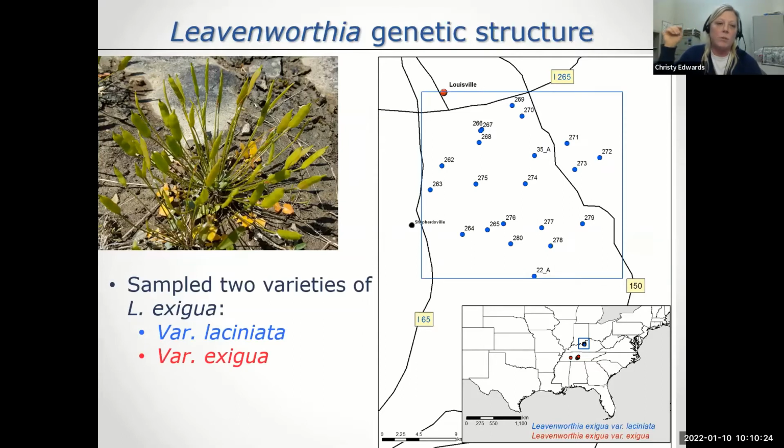So this is the first one. This is Leavenworthia exigua, and this species has 2 varieties. Variety laciniata is found just south of the Louisville, Kentucky metropolitan area, and it's federally threatened because of the extensive habitat loss due to the urban sprawl that's happening there. And then there's also variety exigua, which is found in Tennessee.